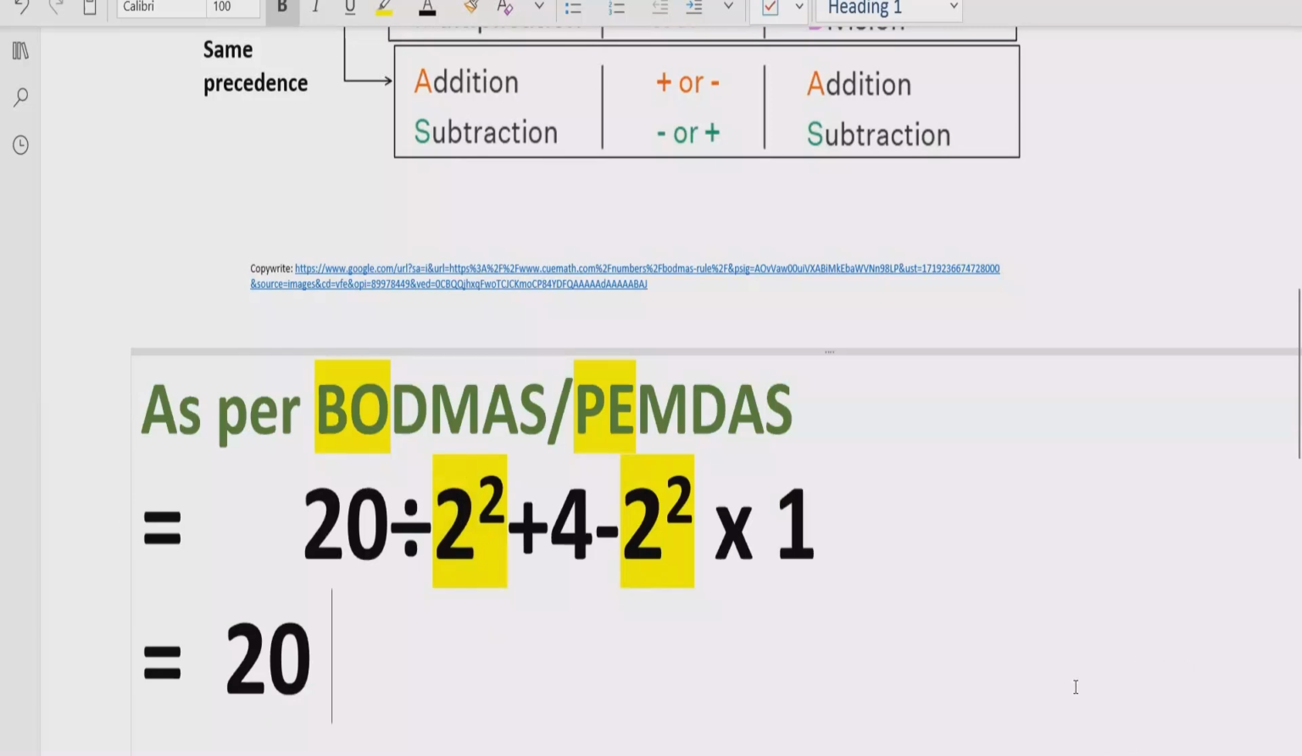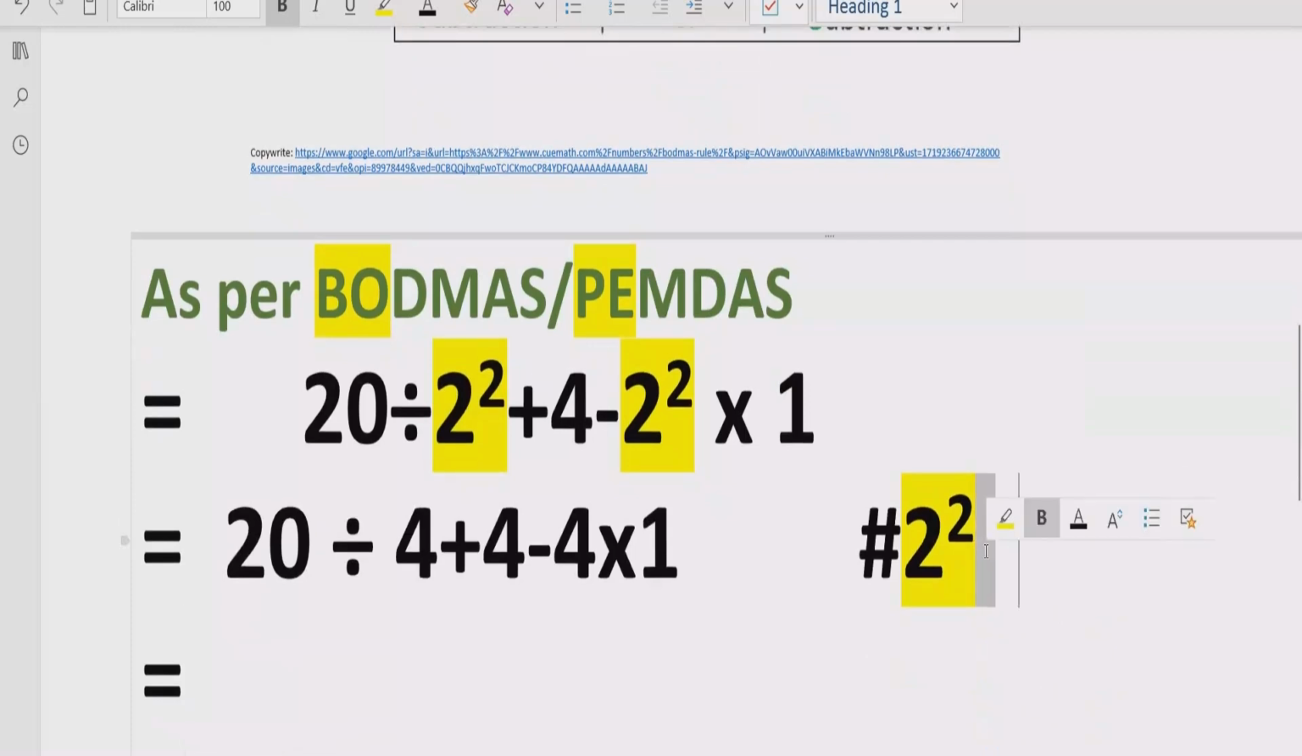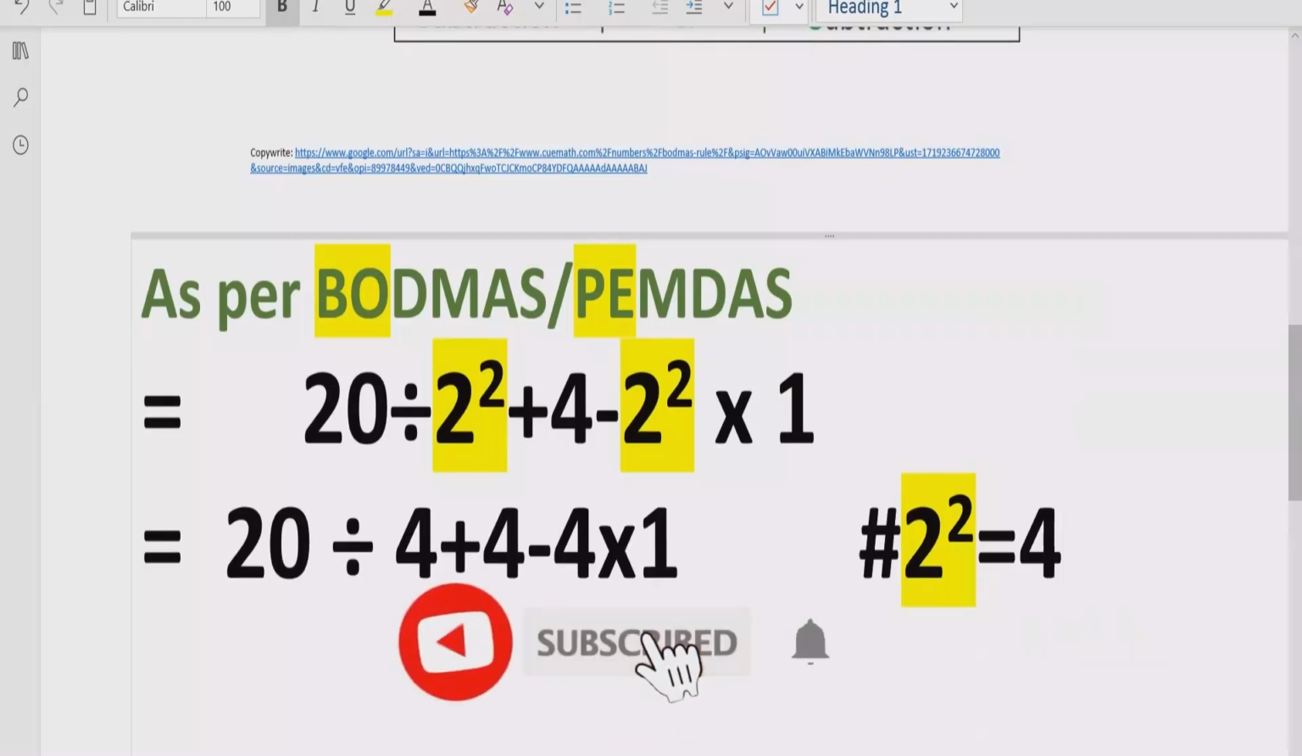20 divided by 2 raised to power 2 means 2 multiplied by 2, which is equal to 4, plus 4 minus again 2 raised to power 2 means 2 multiplied by 2, which is equal to 4, multiplied by 1. And here we will give the reference, 2 raised to power 2 equals 4. Now we have solved the exponent part.